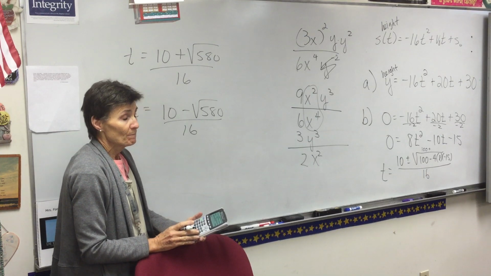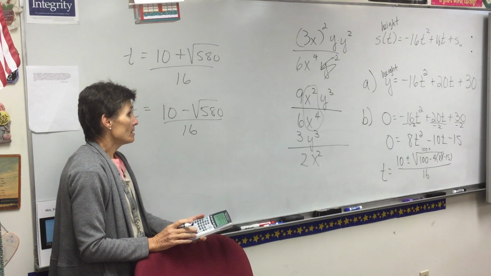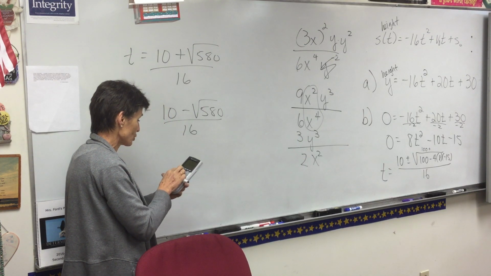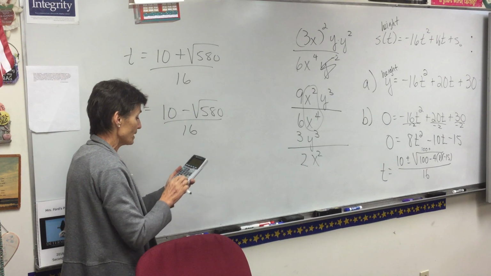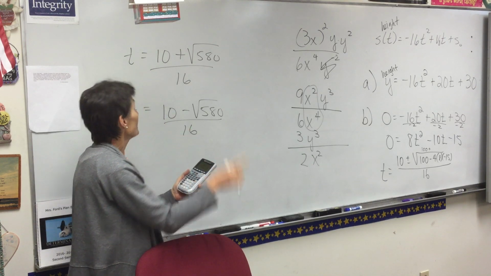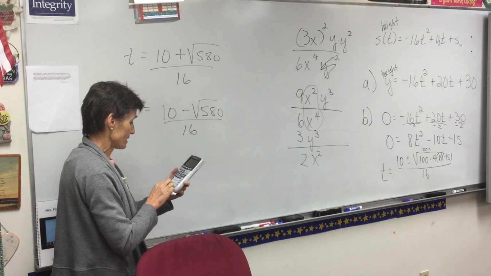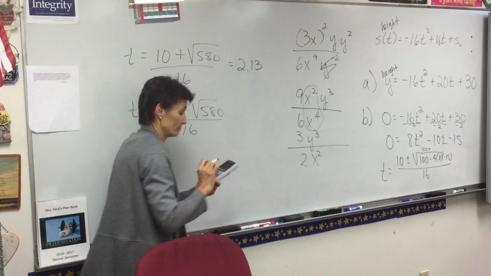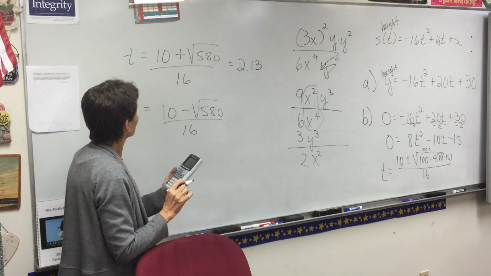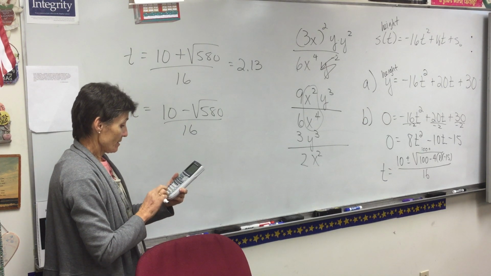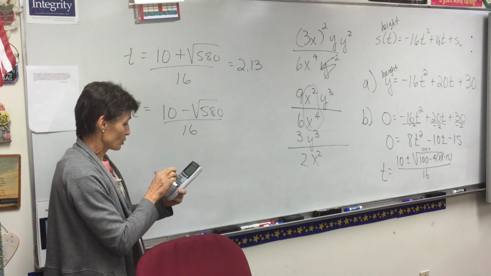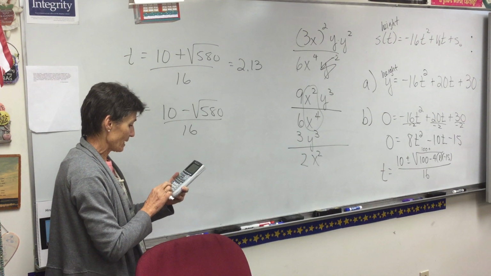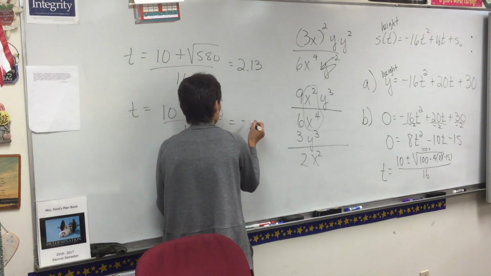Two answers? And when I type this in, make sure when you do 10 plus the square root of 580, hit equals, and then divided by 16. So I got 2.13. Did you? Put a plus here. And then 10 minus the square root of 580 equals, divided by 16, negative 0.88.